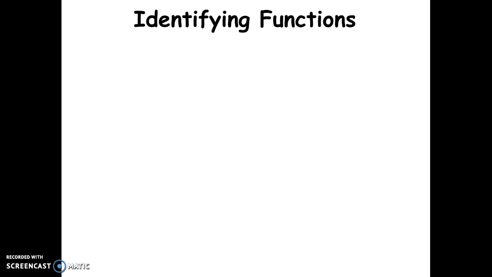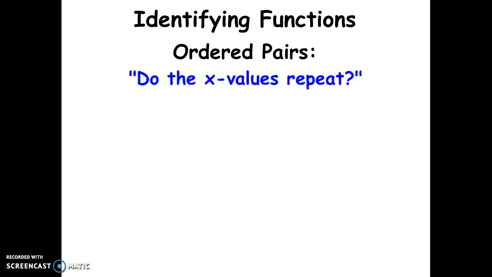Now let's talk about how to identify a function. In the next few slides, we'll look at each of the four representations of a relation, and we'll discuss how to tell whether or not that relation is a function. Let's begin with ordered pairs. When you see a set of ordered pairs, you need to ask yourself, do the x values repeat?